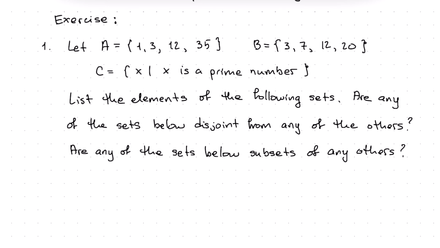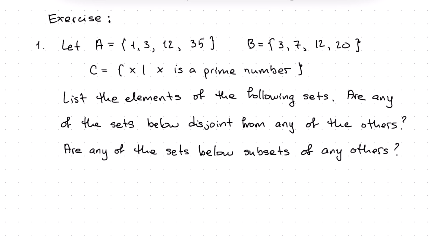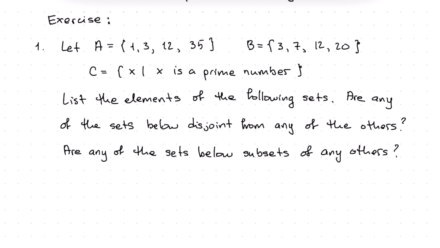The bar is equivalent to saying "such that," and "X is a prime number" has to be true for that element to be in this set. We are asked to do three things. First, we need to list the elements of the following sets, and then answer: are any of these sets below disjoint from any of the others? And the third question is, are any of the sets below subsets of any others?